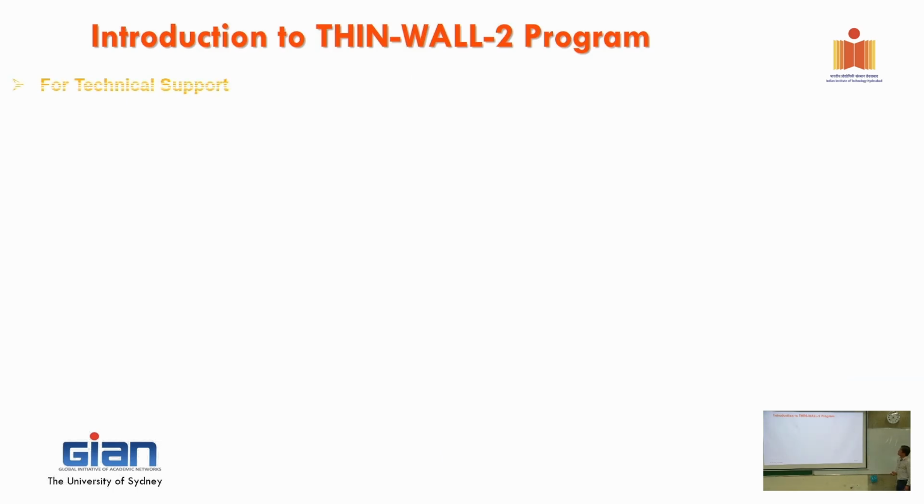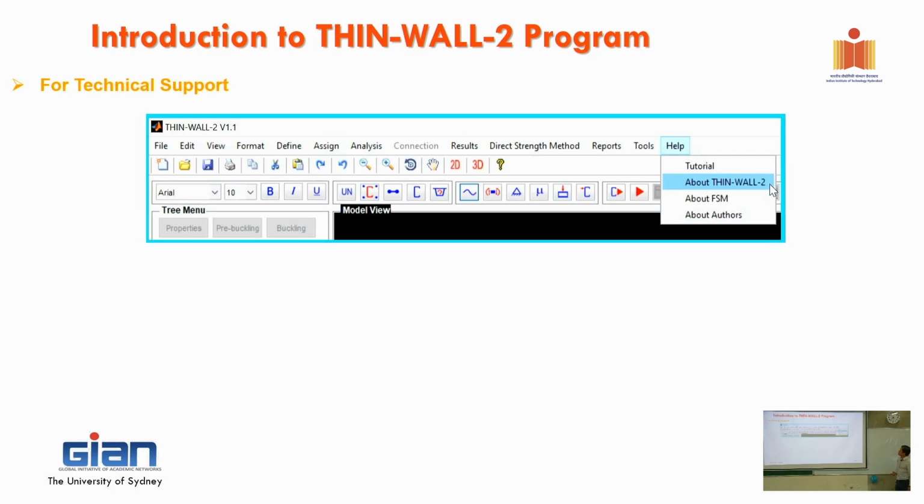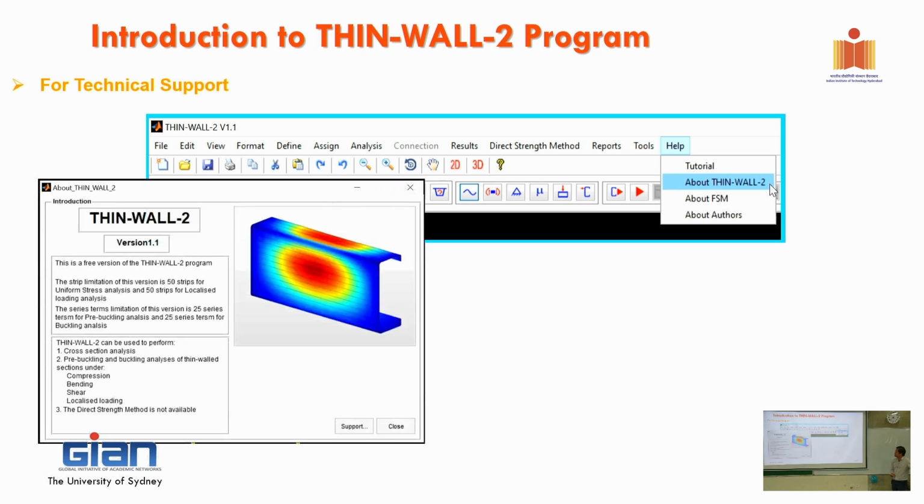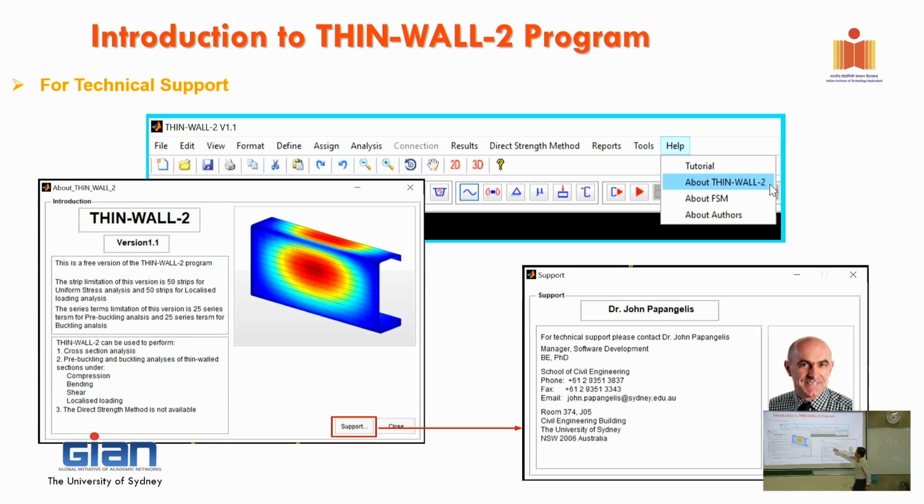Okay. Before that, if you have any technical question, then you need to have support. You need to contact John. You click on Help, About THIN-WALL-2, and Support, and you get all the details of Dr. John Papagilis. Just send him an email, and he will reply to you if you have any problem with the program. You can send it to me, but he's the best person to help. All the email address, phone number, and everything are in here.